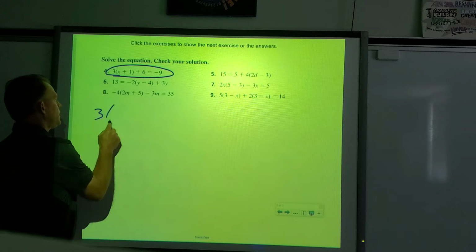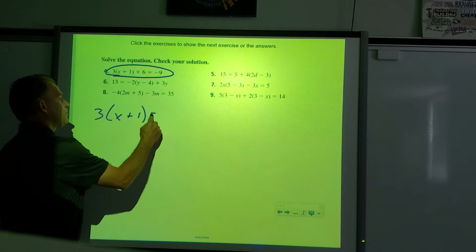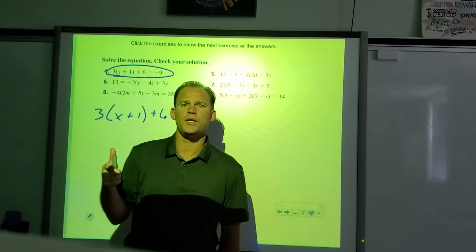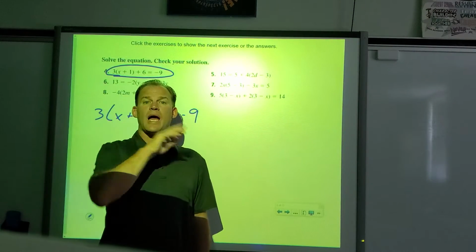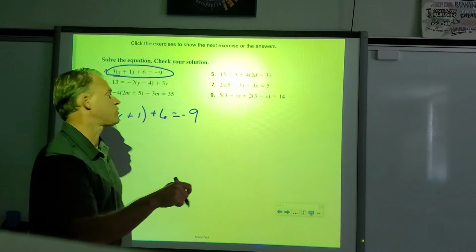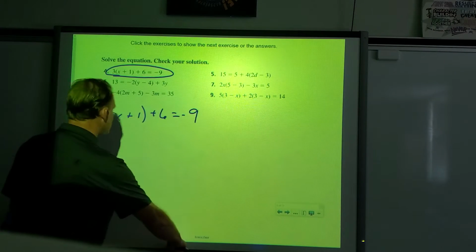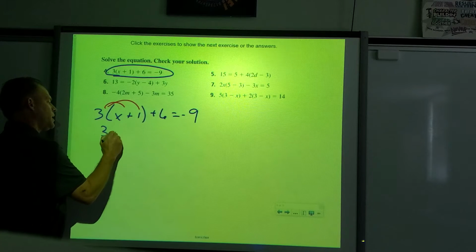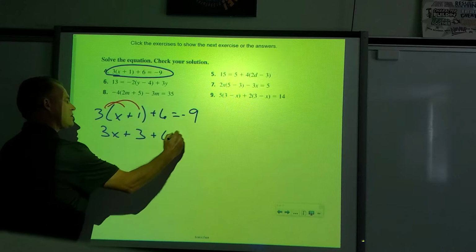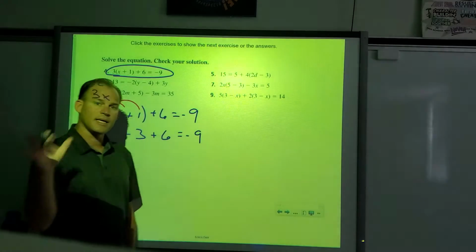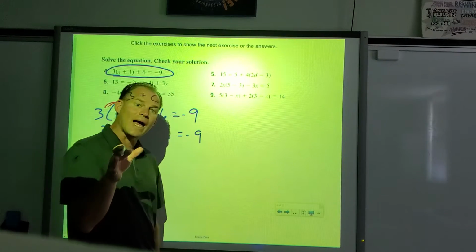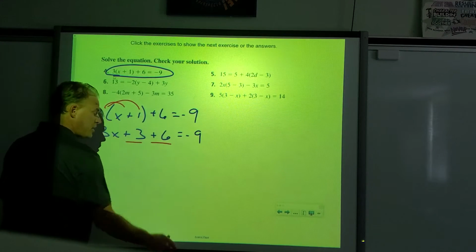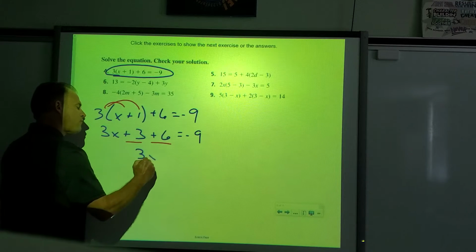So we got 3(x + 1) + 6 = -9. So talked about yesterday, the first thing we need to do is simplify each side before we do any of the inverse operations. So I see this with the parentheses here, and I'm thinking distribute. So that gives me 3x + 3 + 6 = -9. Again, we simplify one whole side before we start doing any inverse operations. So I want to simplify those first.